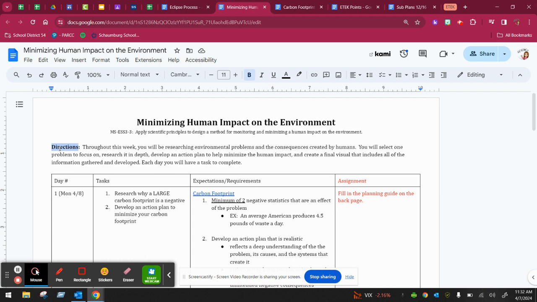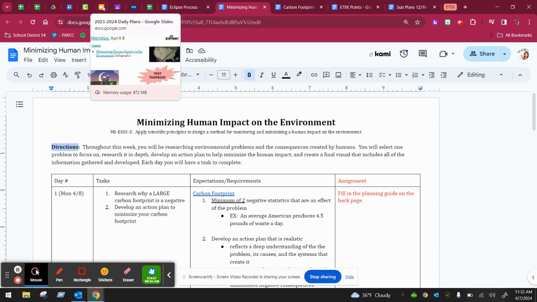Throughout this week, you will be researching environmental problems and the consequences created by humans. You will select one problem to focus on. We're going to be focusing on that carbon footprint. You're going to research it in depth. You're going to develop an action plan to help minimize or lessen your human impact. And then you'll create a final visual that includes all of your information gathered and developed. So we're working on this today and tomorrow.